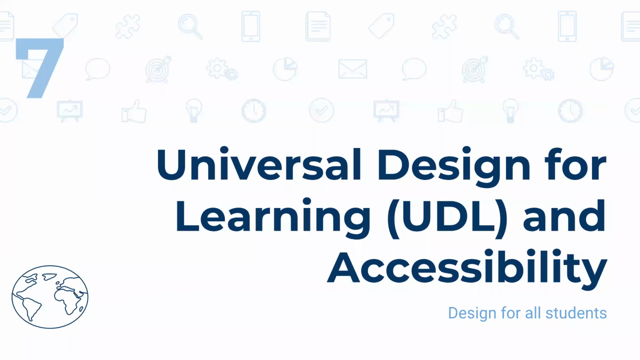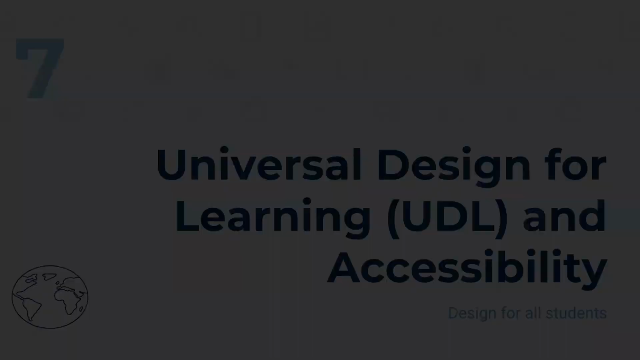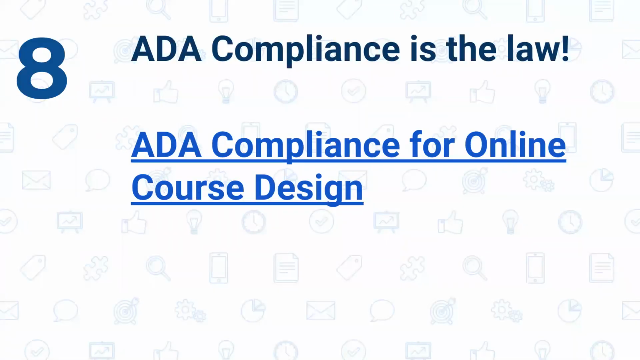So the next thing we're going to talk about briefly before we get into the toolkit part, the nitty gritty stuff, is universal design for learning, otherwise known as UDL, and accessibility. The first thing is, when we talk about accessibility, at least at my institution, faculty sometimes get worn down by accessibility. I feel like there's a lot to do, but ADA compliance is a law.